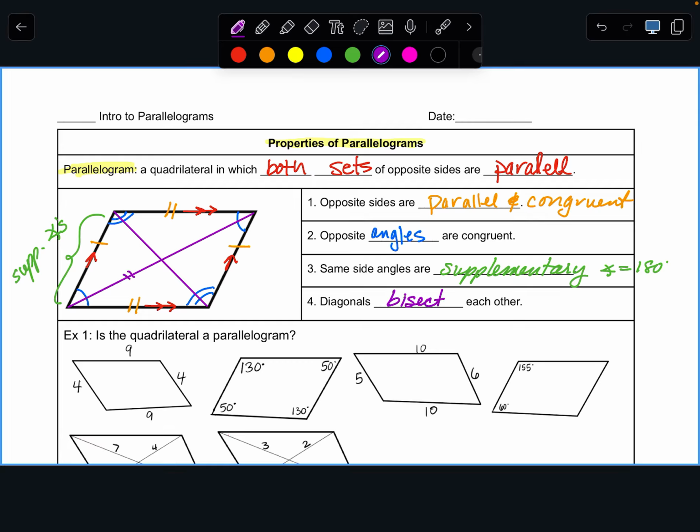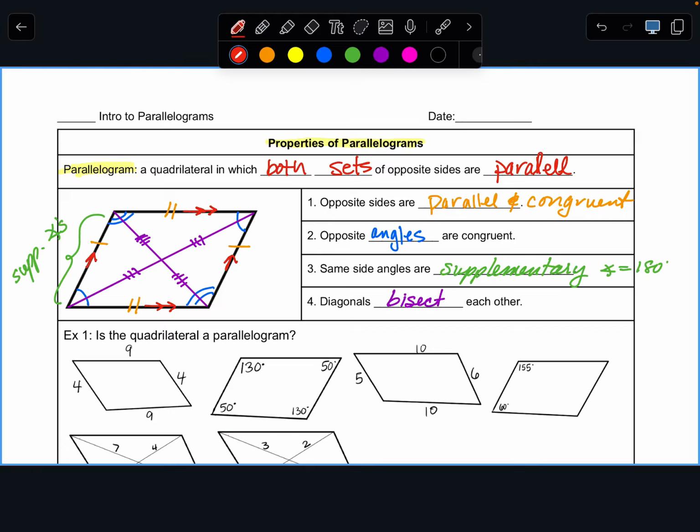So that means that this piece and this piece, and then this piece and this piece. So the number of lines there are important. Bisect means cuts in half. So each diagonal cuts the other diagonal in half. So that when you're trying to find values, and this is true for any parallelogram.